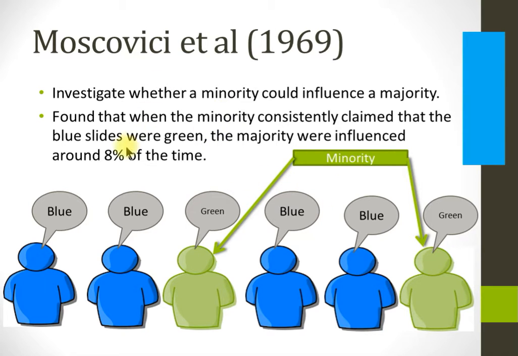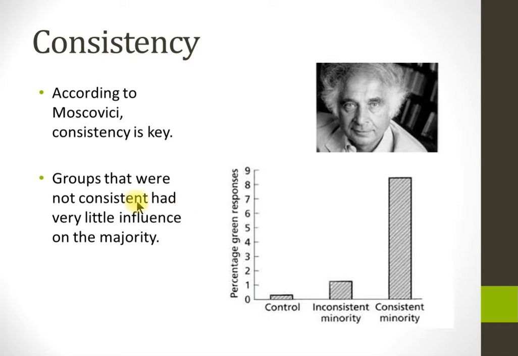What Moscovici found was that in the consistent condition, the minority influenced the majority around 8% of the time. If we have a look at his original chart, we can see a consistent minority is far more effective at convincing the majority than an inconsistent minority.